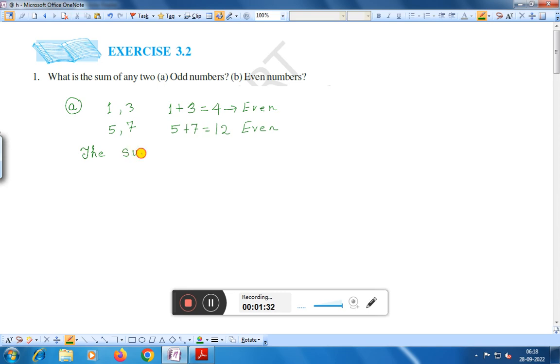The sum of any two odd numbers is an even number.